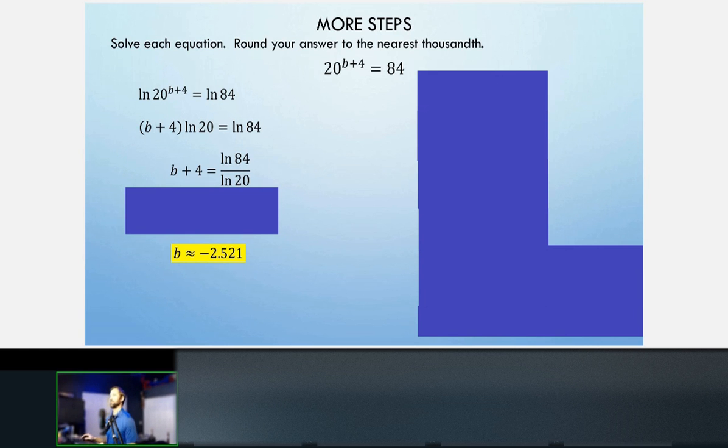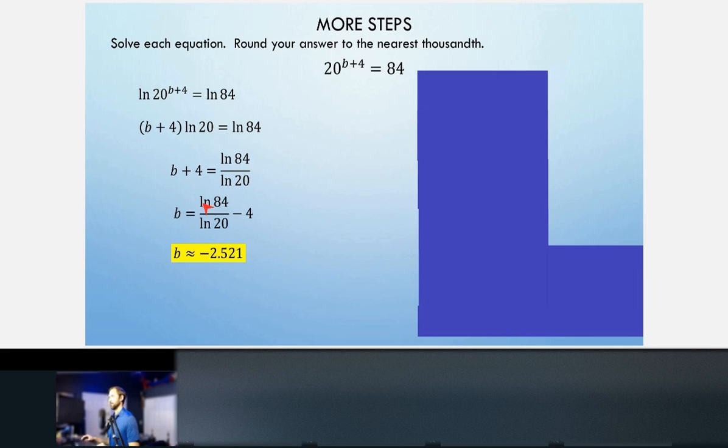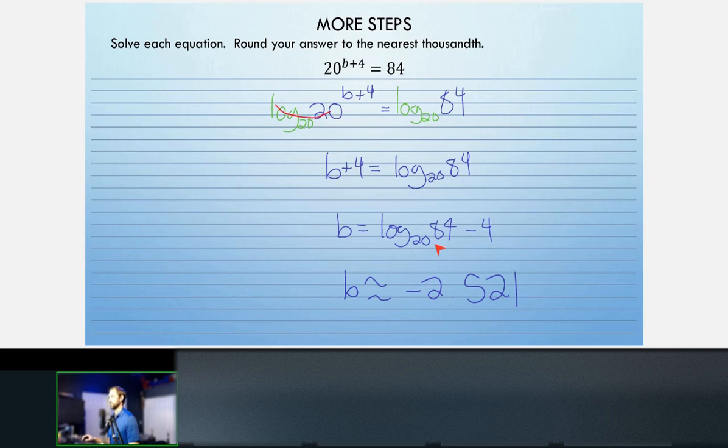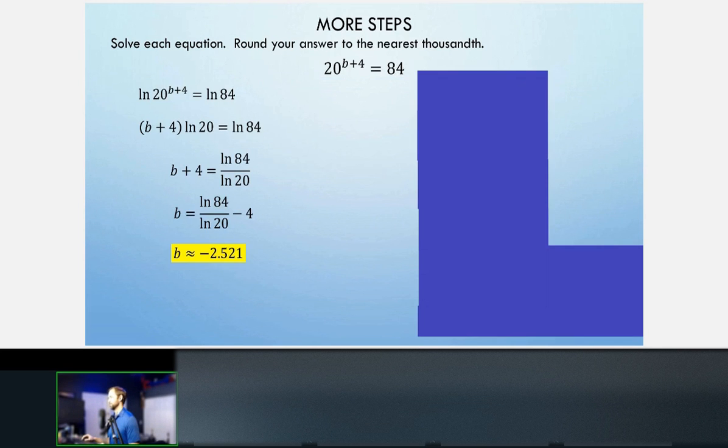But we want to divide both sides by natural log 20. And then from here, we subtract 4. So in a way, this kind of looks like what we just did. It's just this was our change of base, right? Natural log 84 divided by natural log 20. If we go back to the previous page, natural log of 84 divided by natural log of 20, it's just change of base. Basically the same thing, though.